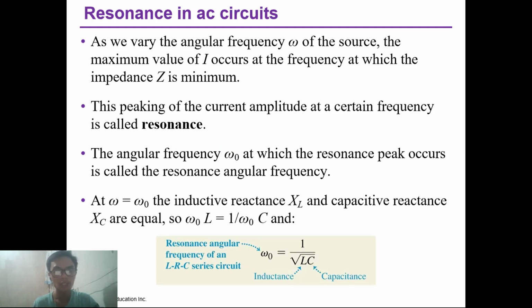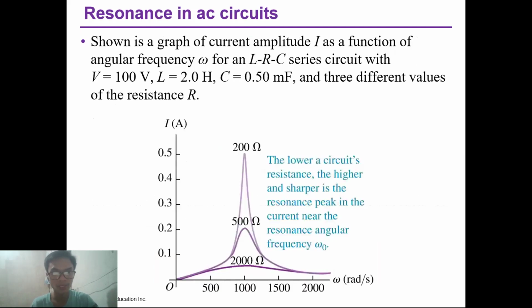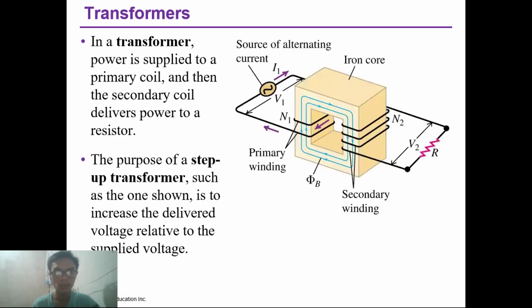So what happens to current amplitude if resistance is very small at resonance? Shown is a graph of current amplitude as a function of the angular frequency for an LRC series circuit with voltage equal to 100 volts, inductor equal to 2.0 henry, capacitor equal to 0.50 microfarad, and three different values of the resistance. The graph shows current amplitude versus frequency for different resistances. The smaller R is, the sharper the resonance peak, and the larger R is, the broader and lower the peak. So why do radios need sharp resonance peaks?